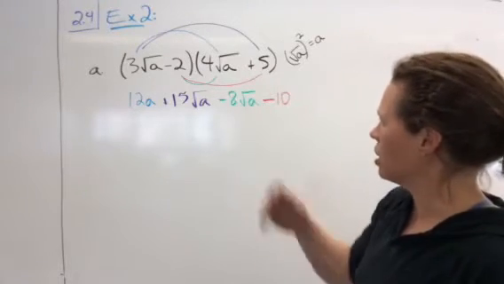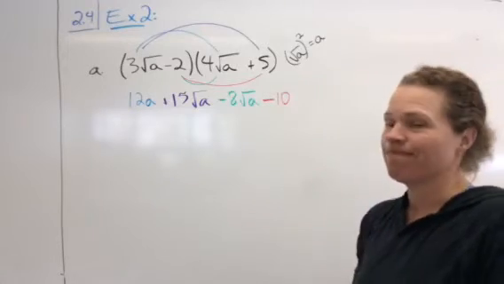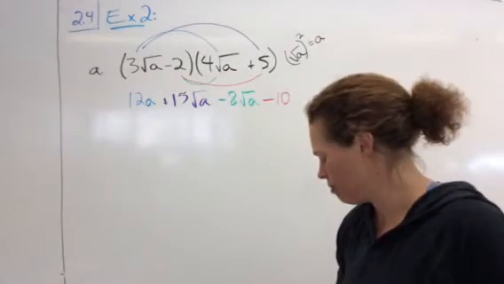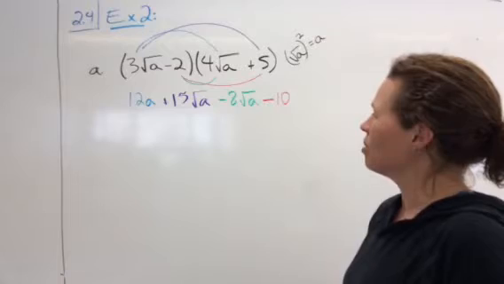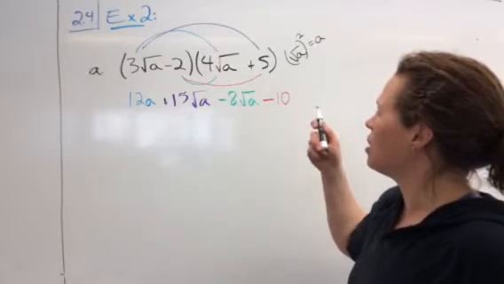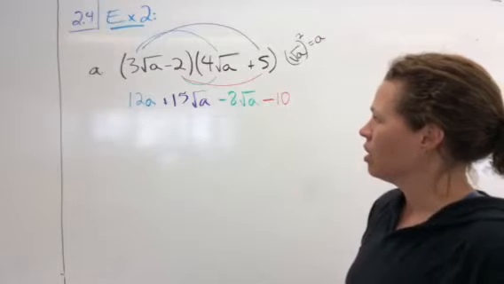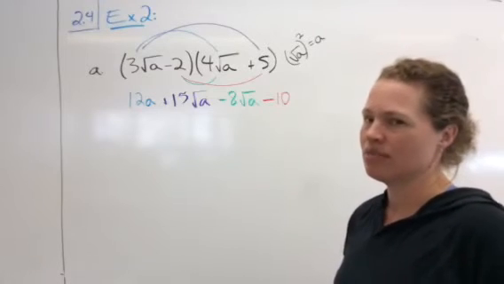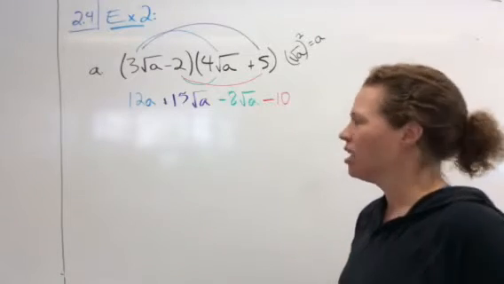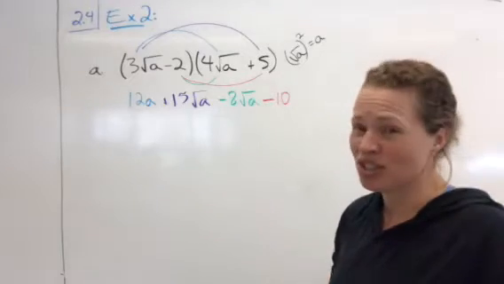So we look at this and we ask ourselves, is there something we can simplify? Yep. There's the middle term. So we've got plus 15 root A and negative 8 root A. What's 15 minus 8? Positive 7. Good job, kids.